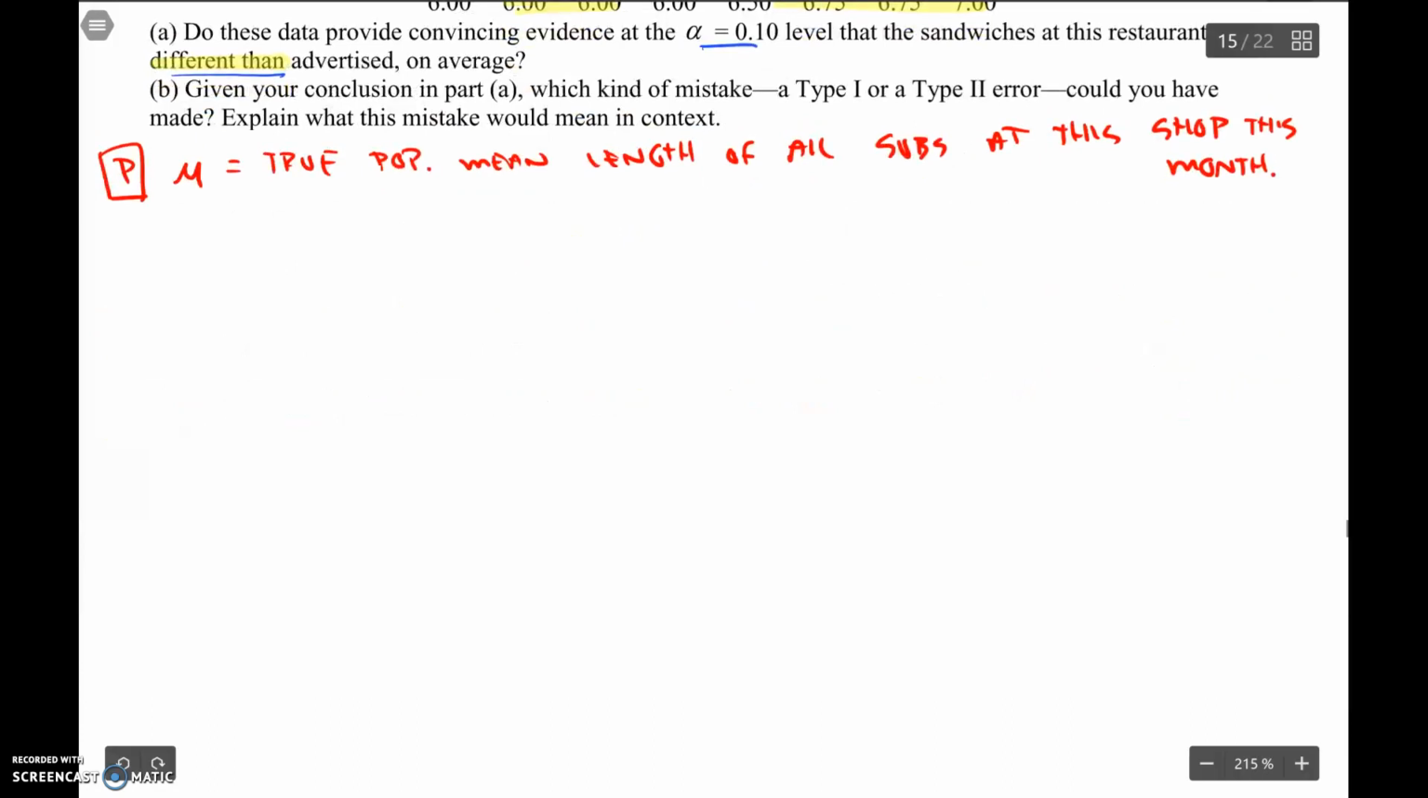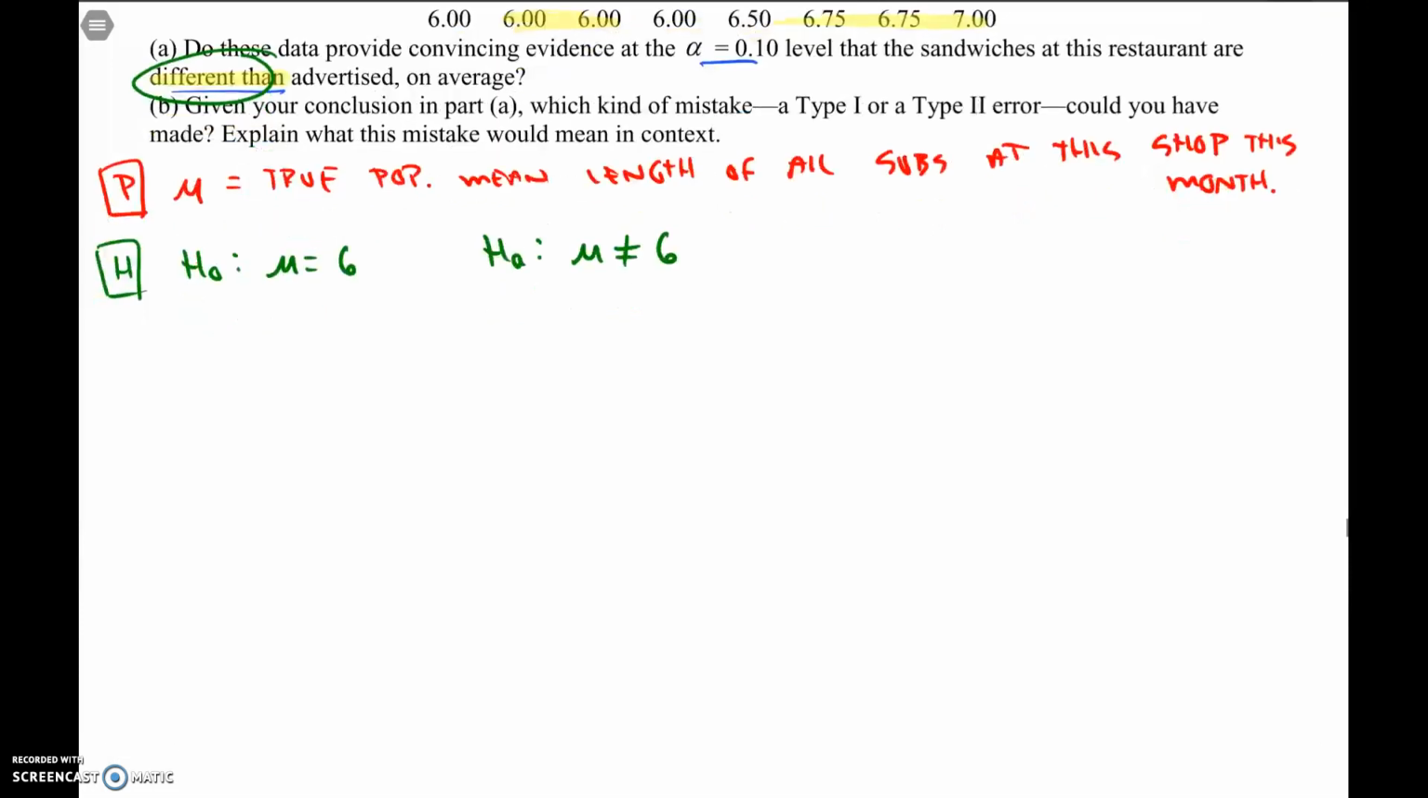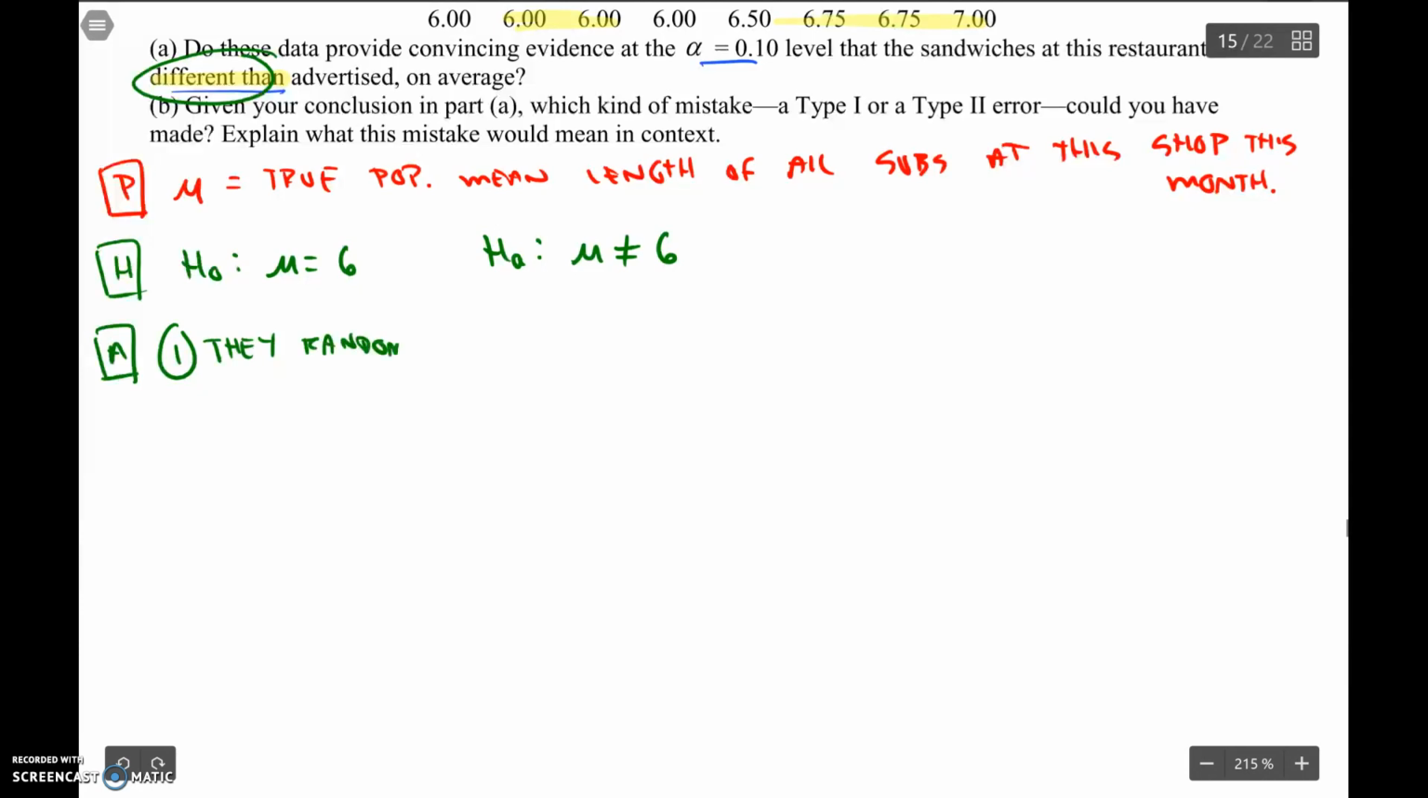Hypotheses. So our null is going to be that the true mean is equal to 6 against the alternate that the true mean is not equal to 6. Different than. Read the stem of the question to figure out how to word that, which alternative to use. Assumptions and conditions. Number 1, they randomly selected the times.